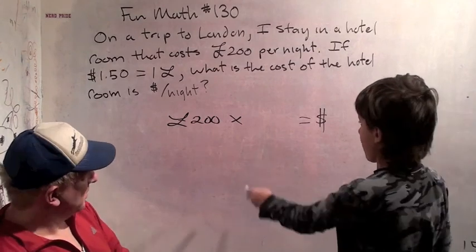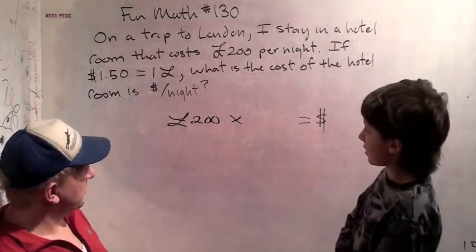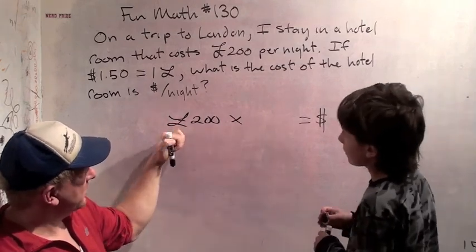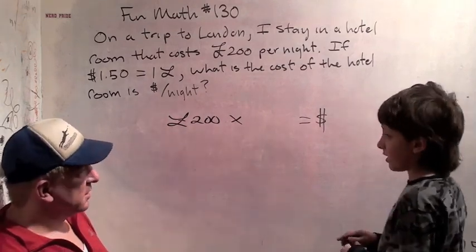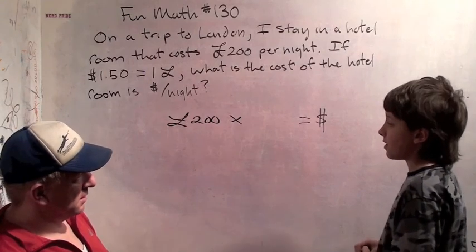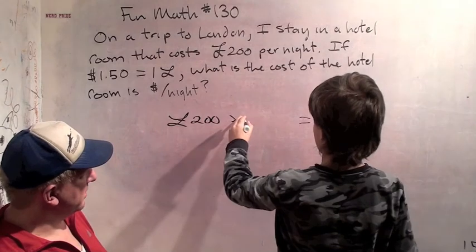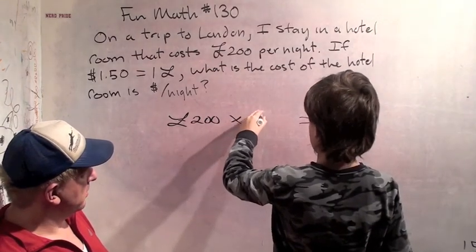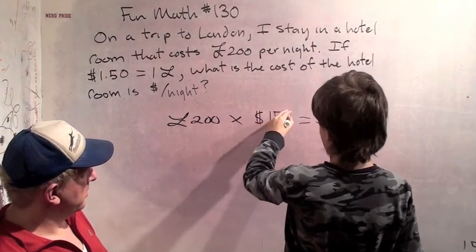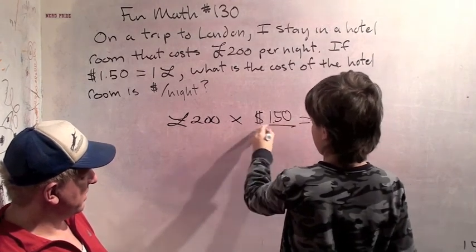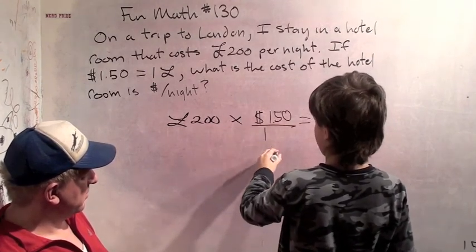Well, we need to have our pounds on the bottom so that this cancels. And what do we need on the top? We need dollars, so that the dollars stay. So what's your conversion factor going to be? It would be times 1.5, $1.50 divided by £1.